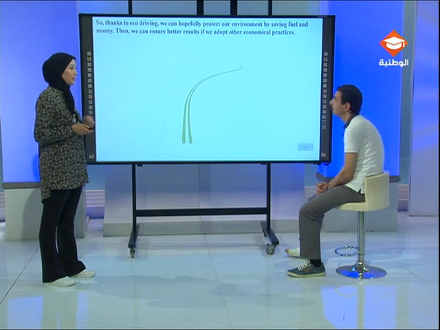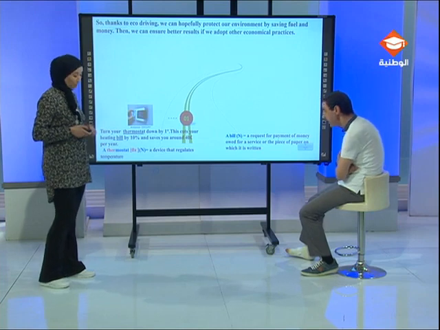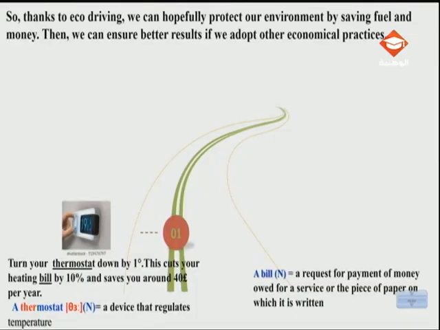Okay, let's discover. So, the first one, could you read, please? Yes. Turn your thermostat down by 1 degree. This cuts your heating bill by 10% and saves you around £40 per year. So it's just 1 degree, but it saves a lot of money. I can see the picture. Yes, you can see the picture. A thermostat, it's a device that regulates temperature. I see. So many devices are equipped with a thermostat, so just 1 degree can save a lot and it cuts the bill.